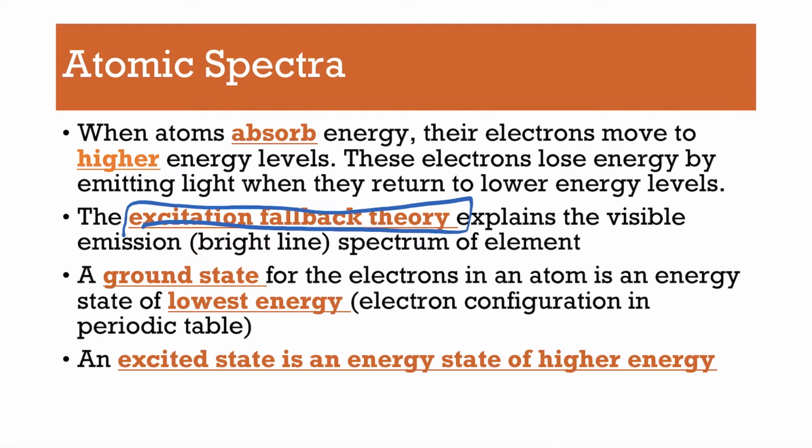Okay. So one thing to add is that the excited state is an energy state of higher energy levels, and that's why it's farther and farther away from the nucleus. Electrons in the ground state are as close as they can be, and they're the lowest energy they can be. Again, the closer you are to the nucleus, the lower the energy. The farther away, the more energy you have.